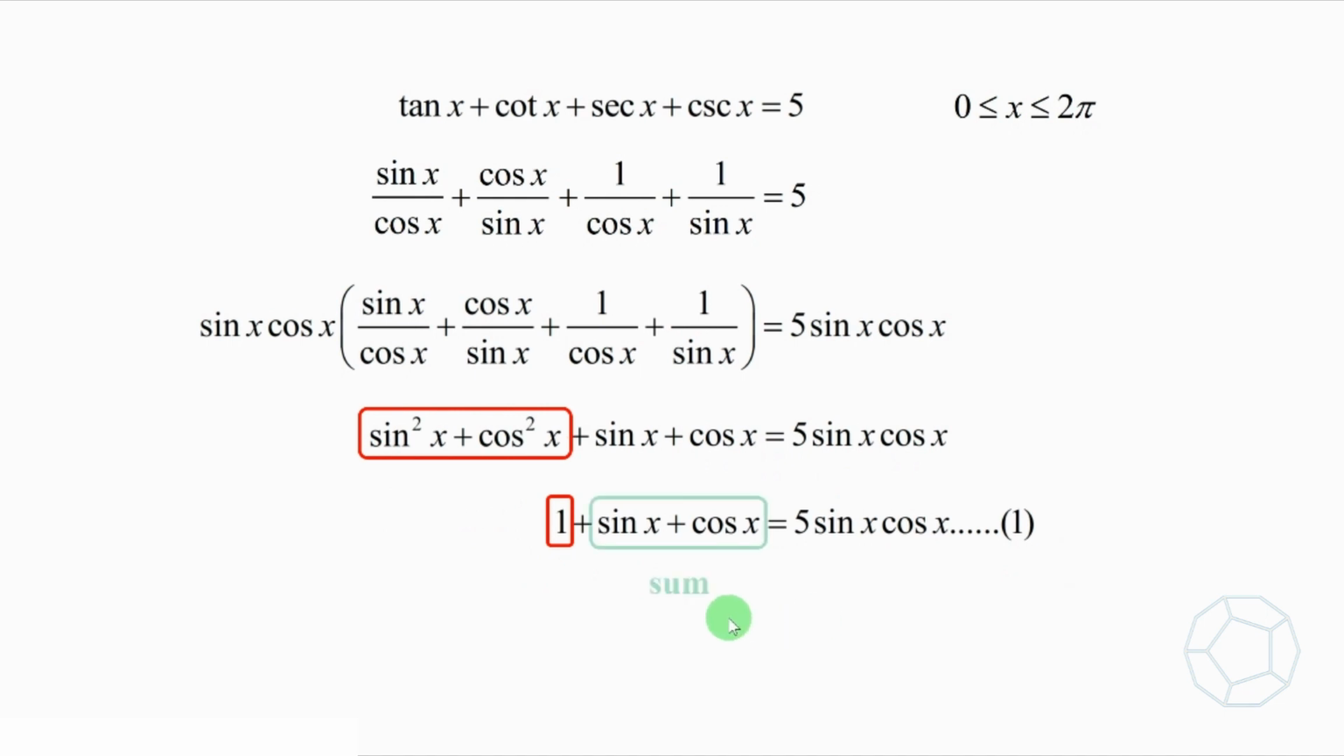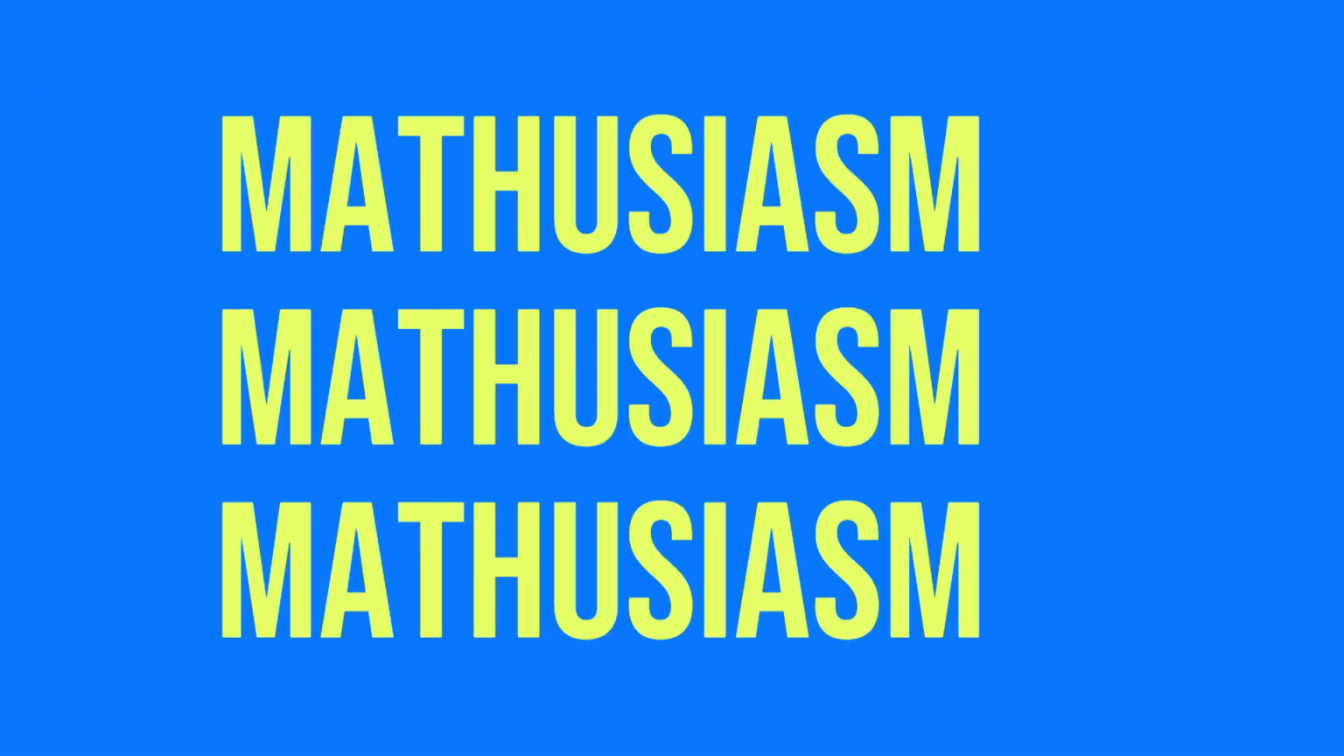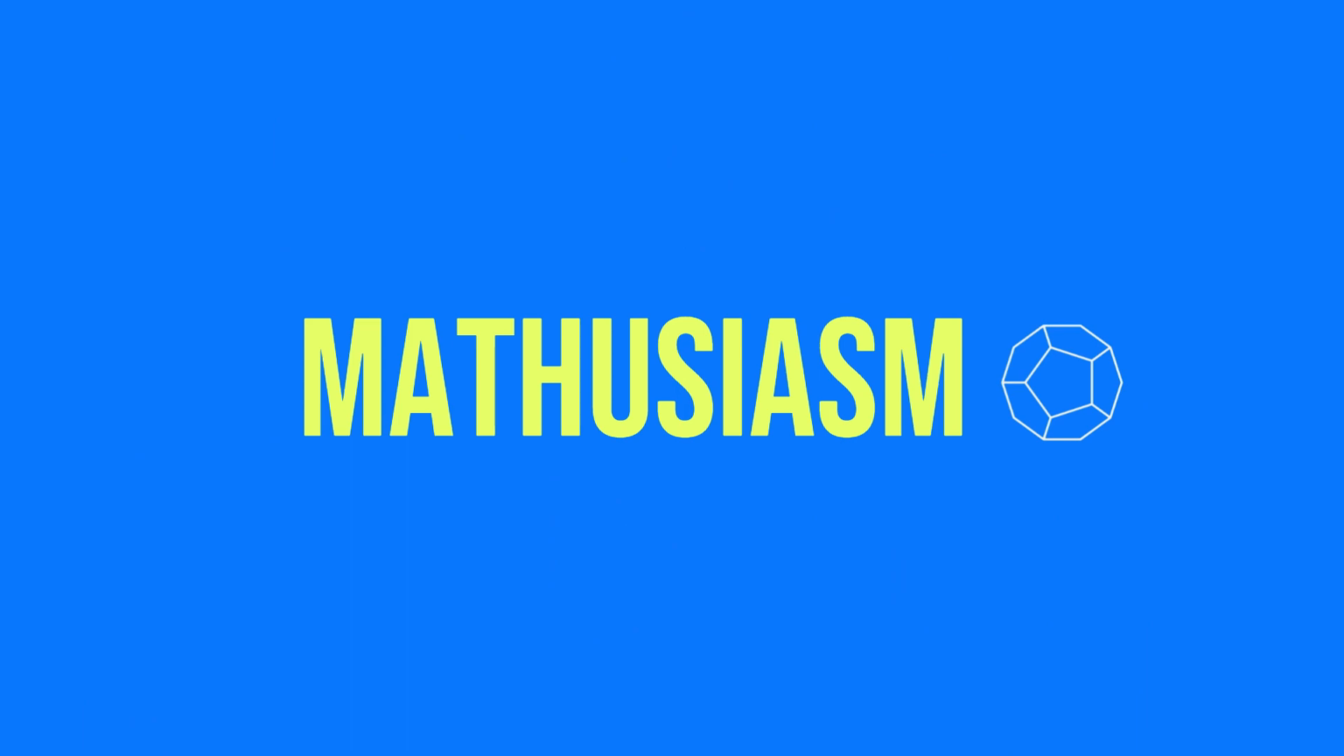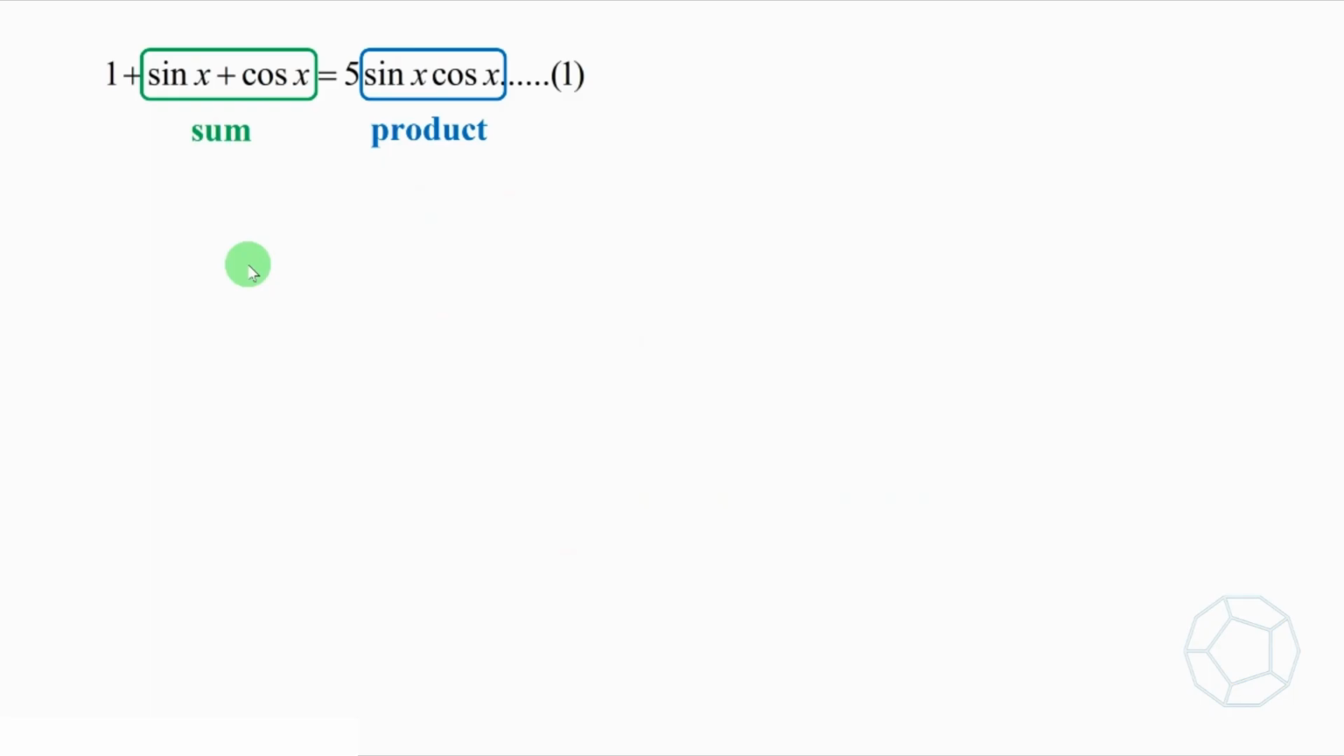Now, we have a sum of sine x and cosine x on the left-hand side, and their product on the right-hand side. What should we do? If we can express the product in terms of the sum in a different way, it would be so nice. We're going to use a substitution. Let u equal sine x plus cosine x.